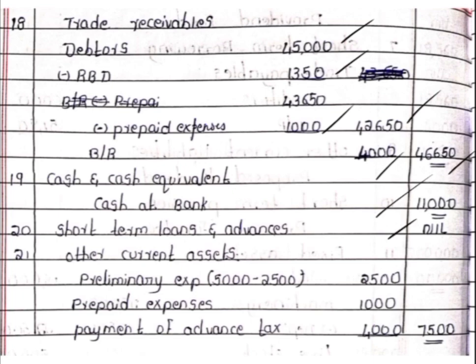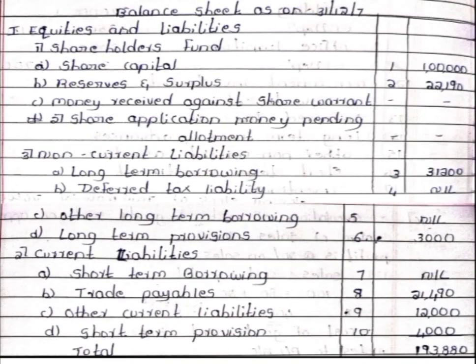Note number 21, from the total preliminary expenses we are going to write 50% which is written off. Remaining balance is 2,500. Prepaid expenses which is included in the debtors, here we have deducted. So here we have to show that. Then payment of advance income tax, that also we have to write. So total of note number 21 would be 7,500. Then we are going to prepare the balance sheet.